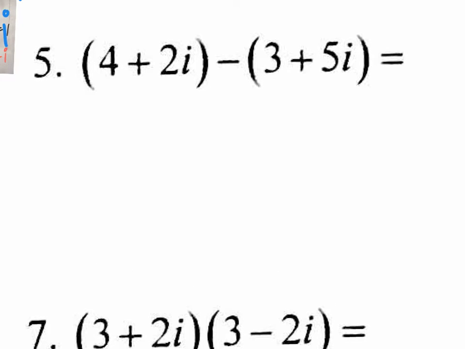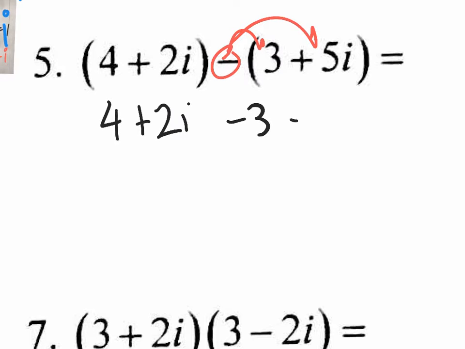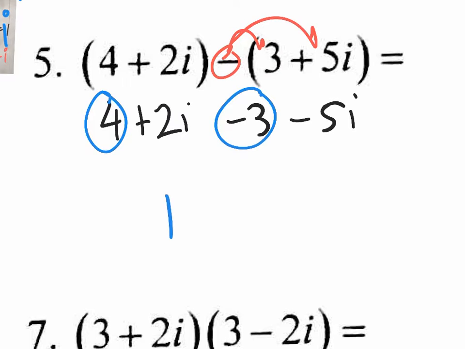Too easy. You're not going to end up with an i squared. So all you've got to do is distribute that minus sign, change it. You'll have 4 plus 2i minus 3 minus 5i. So you want your answer with the real part first, so do the real numbers. What's 4 minus 3? 1. And then do the imaginaries. What's 2i minus 5i? Negative 2i. I mean 3i. Negative 3i. There's your answer.